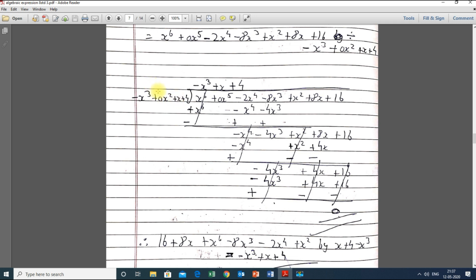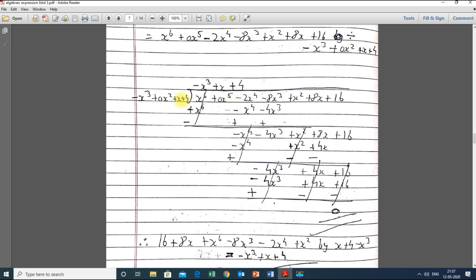Then, see, here there is no use of multiplying, because 0x square into minus x cube will give me 0x raised to 5, and again we can cancel it. So I'm not writing that particular term. If you don't write this 0x square over here, or 0x raised to 5 over here, it is completely okay, does not matter.